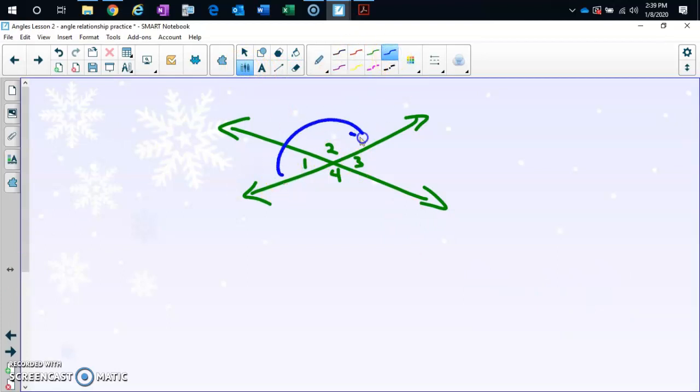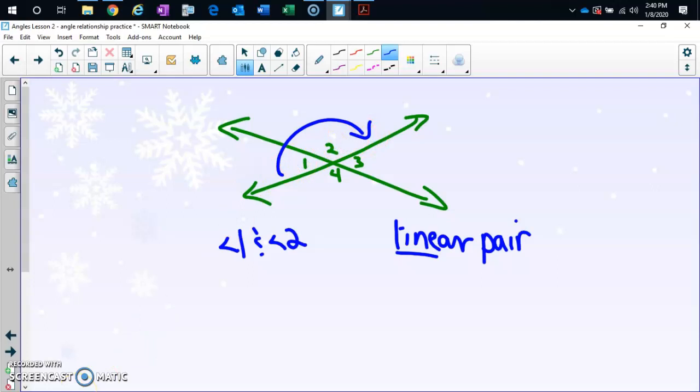Angle 1 and 2 form a straight line. See that straight line? They are called linear pairs. Angle 1 and angle 2 are a linear pair. See the word line in that? That is linear. Linear pair means they form a straight line. Yesterday, we talked about the fact that a straight angle is 180 degrees. So these two angles add up to 180.